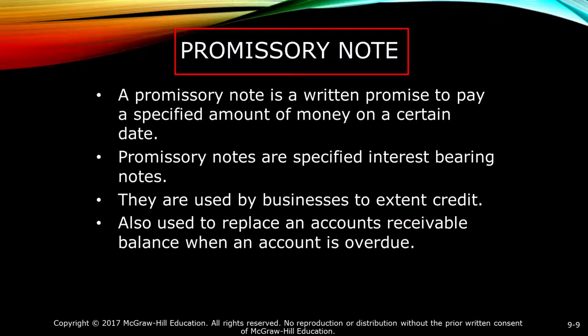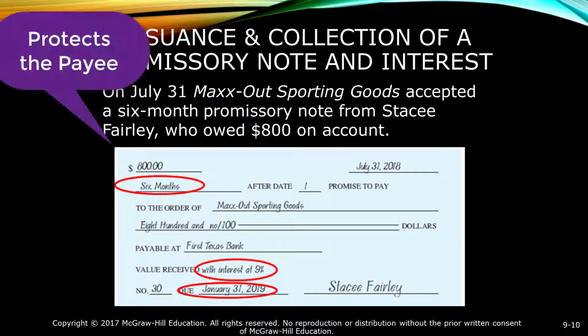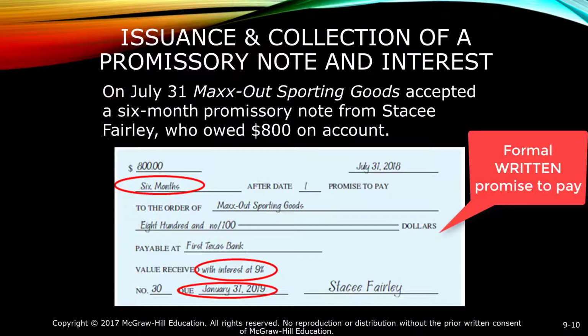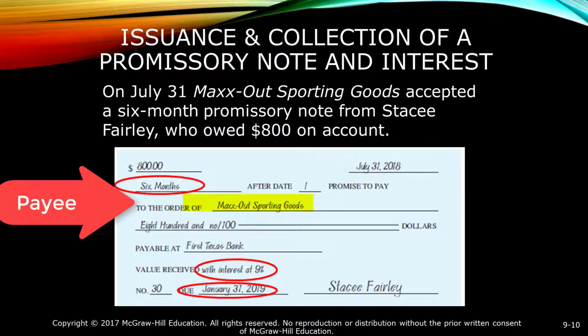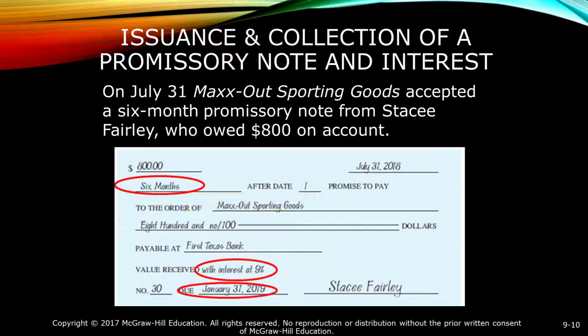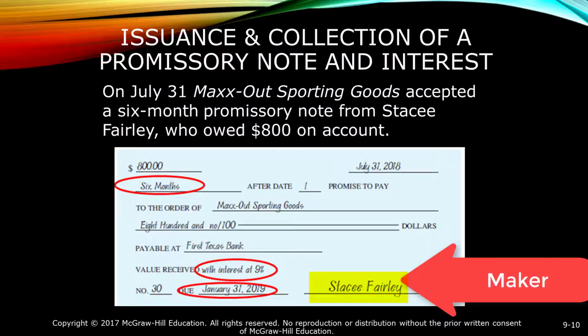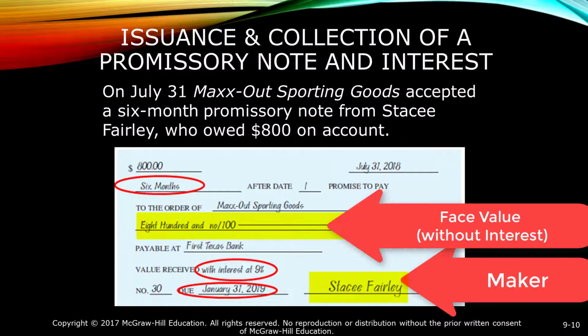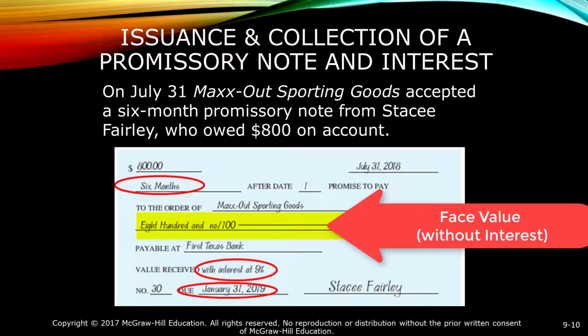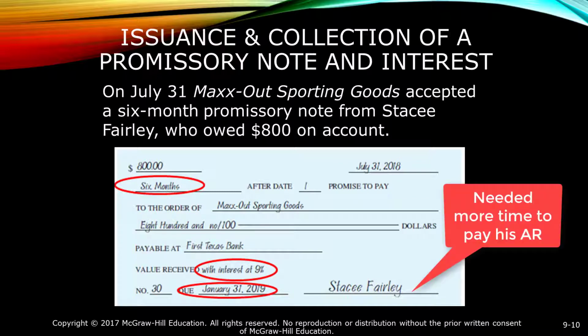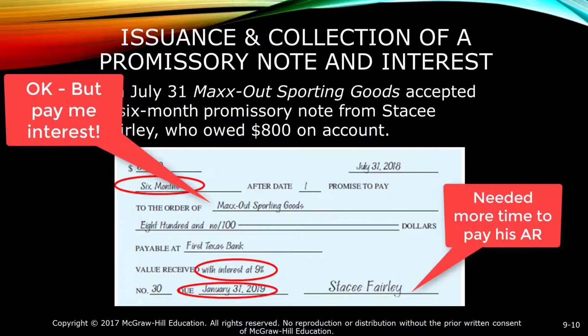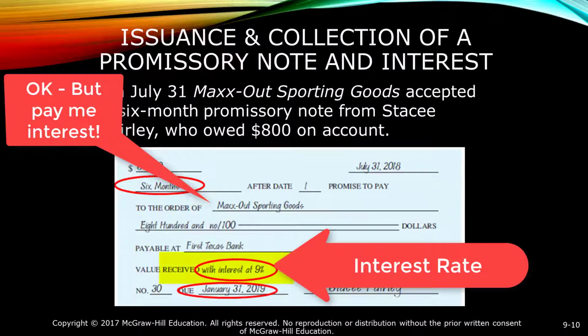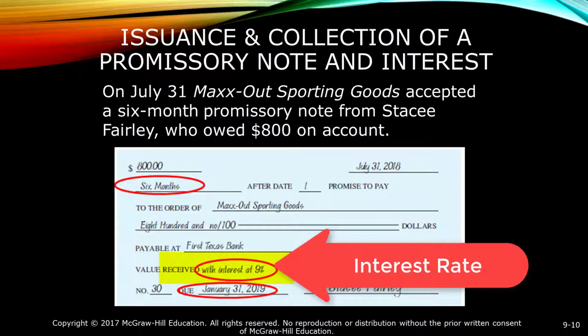Let's take a little bit more of a look at what a promissory note does. Sometimes promissory notes are used to replace an old accounts receivable balance when it goes past due. In this example, on July 31st, Max Out Sporting Goods accepted a 6-month note from another customer who owed them $800 on account. Farley had asked for more time to pay his balance, so Max Out Sporting Goods agreed to grant more time if they signed over a promissory note with a 9% annual rate of interest.